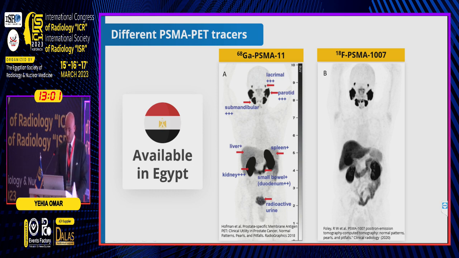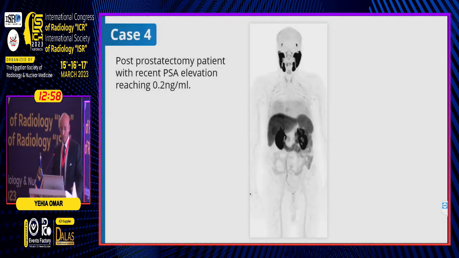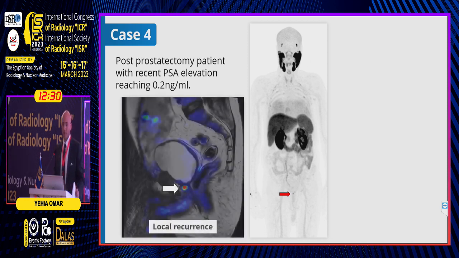Now let's move to the disadvantages of fluorine PSMA-1007. So this is another case, post-prostatectomy patient with recent re-elevation of PSA level reaching 0.2 nanogram per ml. So now the patient is referred to us to identify where is the site of recurrence. We can see a very tiny focal lesion in the operative bed, and that it's local recurrence. We can see it very clearly now. Now the main controversy and the main question, what do we have in the ribs? We can see tiny hot spots in bilateral ribs as seen here.